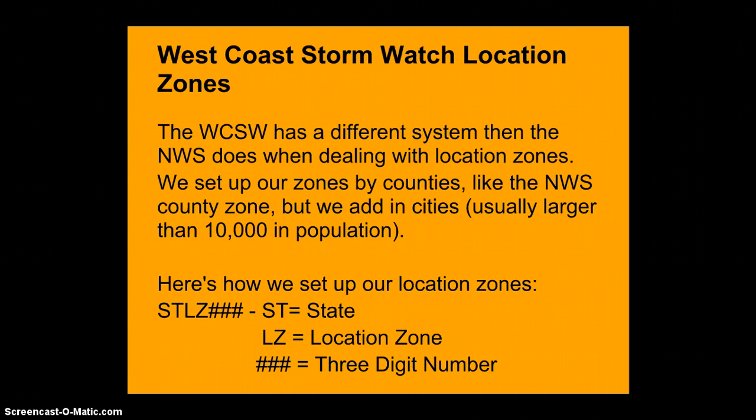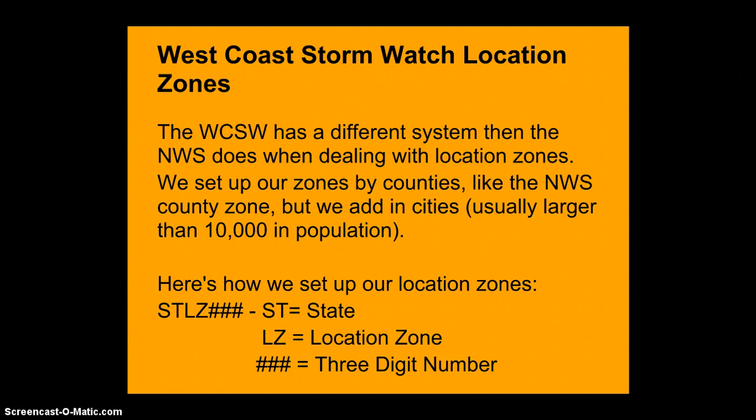The West Coast Storm Watch has a different system than the National Weather Service when dealing with location zones. We set up our zones by counties like the National Weather Service county zones, but we add in cities, usually larger than 10,000 in population. They're added like in circles, or sometimes a big blob if it's a metropolitan area. This is how we set up our location zones: the state abbreviation goes first, then LZ for location zone, and the 3-digit number. We just randomized it. It's not like National Weather Service county zones.